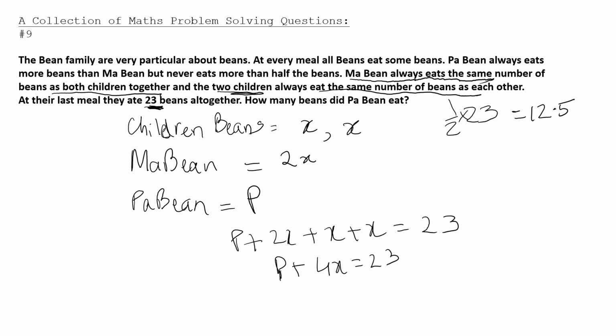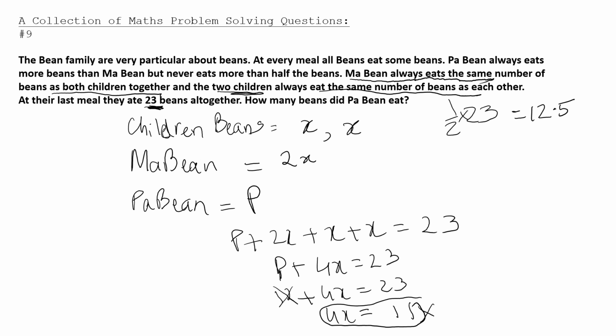If I put P as 12, I get 12 plus 4x equals 23, which gives me 4x equals 11. The problem is that x works out as an improper fraction, 11 out of 4. 11 is not divisible by 4, and x has to be a whole number. So this doesn't work, and we can't put in P as 12.